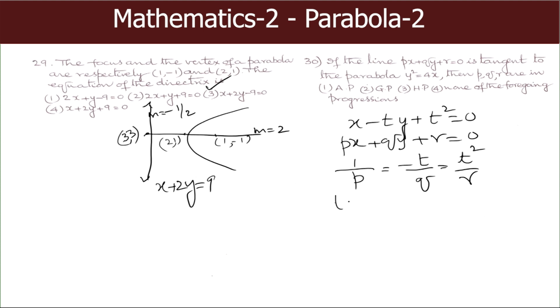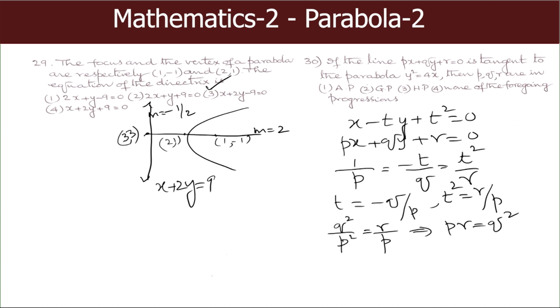So, t equal to minus q by p and t square equal to r by p. So, you can eliminate t from these two: q by p, q square by p square, that is t square equal to r by p, or this implies pr equal to q square. Follow? I just compared the equation of the given straight line with the equation of any tangent to the parabola.